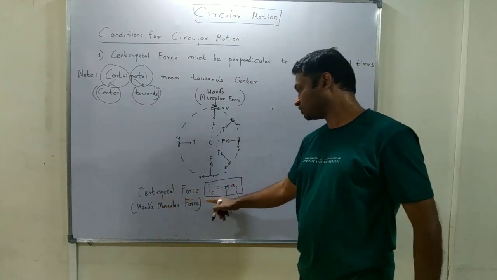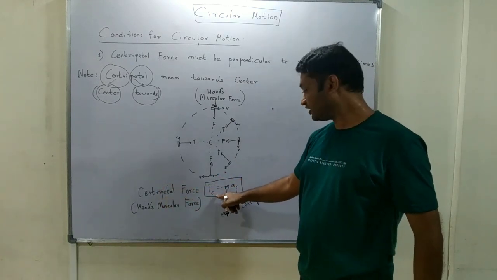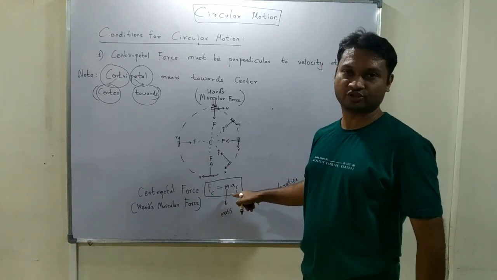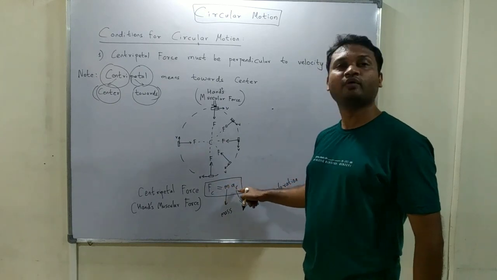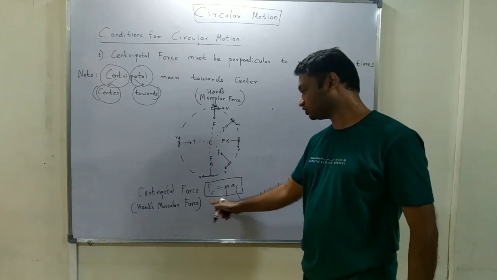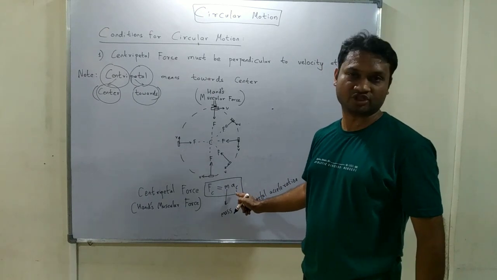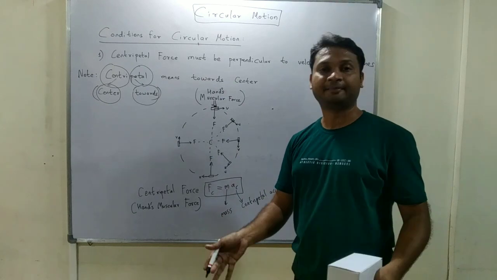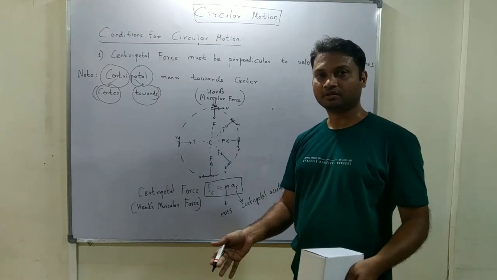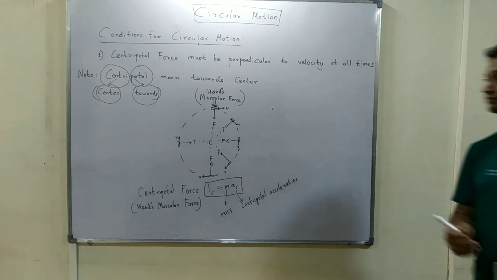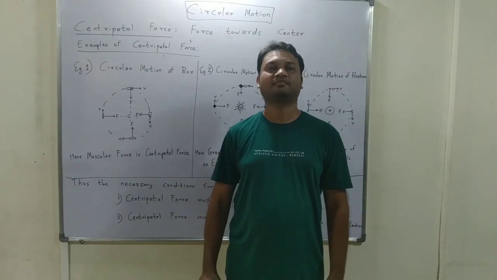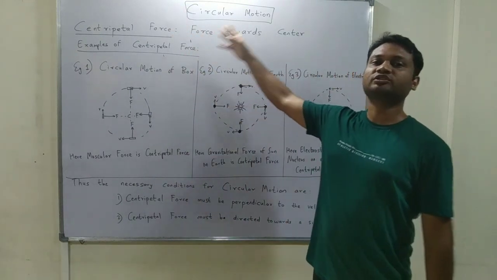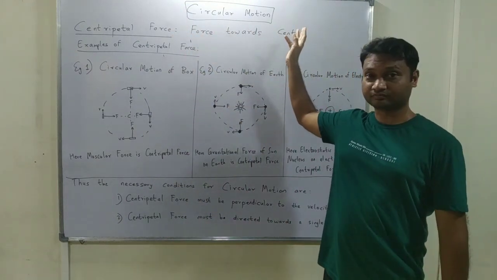Thus, centripetal force F subscript C, C stands for centripetal, equals mass into acceleration by Newton's law. Force equals mass into acceleration. Thus, centripetal force equals mass into centripetal acceleration. In this example, the muscular force of the hand acts as centripetal force. What is centripetal force? Centripetal force is force directed towards the center.